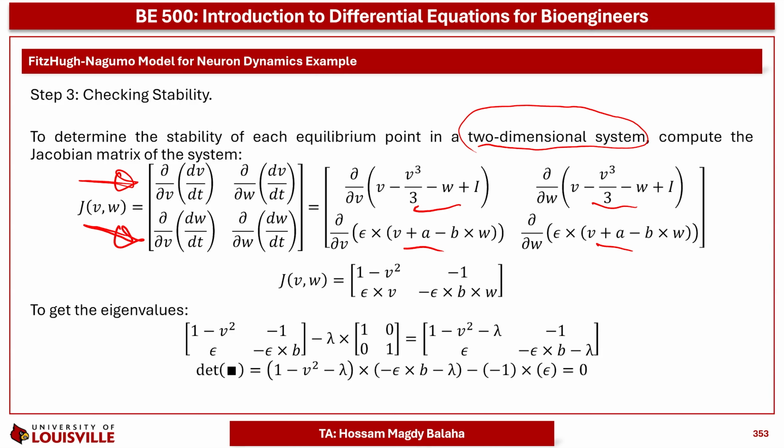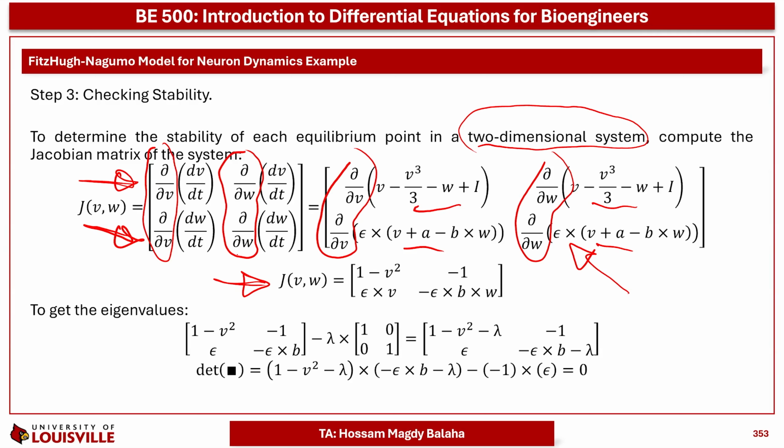And for each column, apply the partial derivative according to a specific variable. We have two variables, V and W. This will be the partial derivative for V, as you see here, and this will be the partial derivative of W, as you see here. Calculate that, and you will get the Jacobian. Now we can get the eigenvalues, and based on the eigenvalues, we can determine the stability.